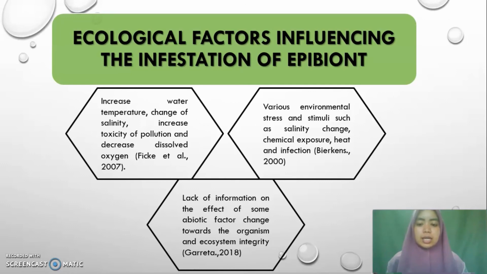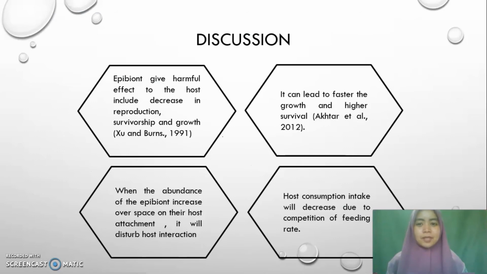Beacons 2000. There is a lack of information on the effect of some abiotic factor changes toward the organism and ecosystem integrity, Garreta 2018. The discussion: epibiont give harmful effects to the host, including decrease in reproduction, survivorship, and growth. Zoo and Birds 1991. It can lead to faster growth and higher survival. After et al. 2012. When the abundance of the epibiont increases over the species of their host attachment, it will disturb host interaction. Host consumption intake will decrease due to competition in feeding rate.